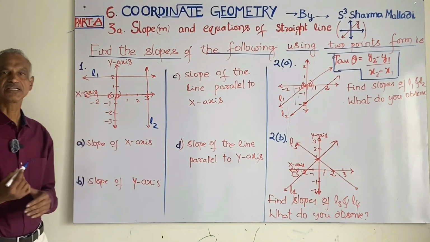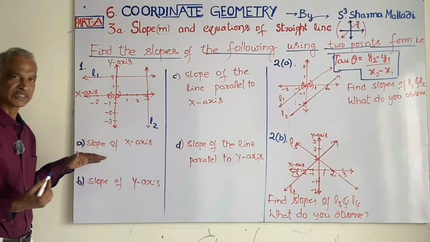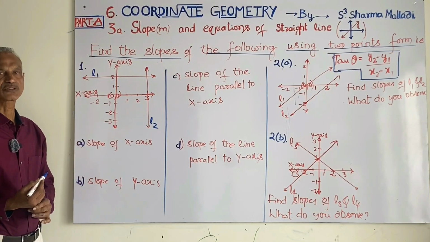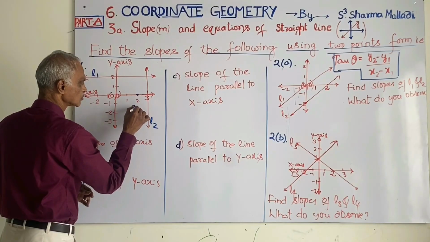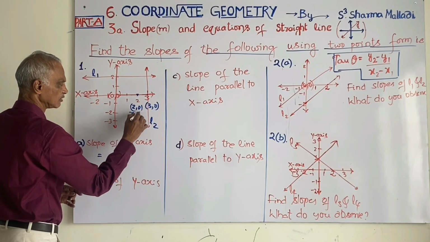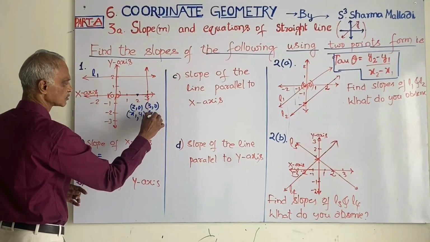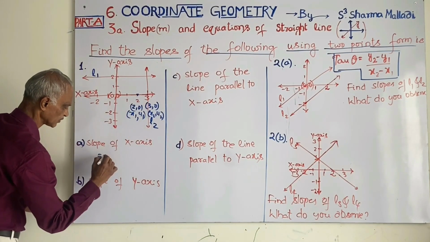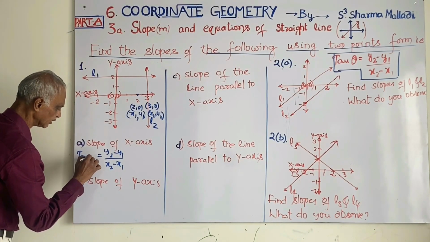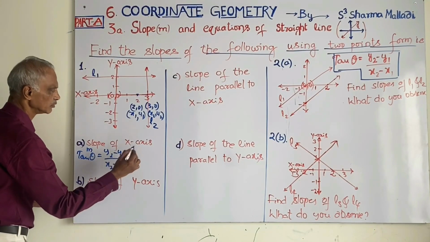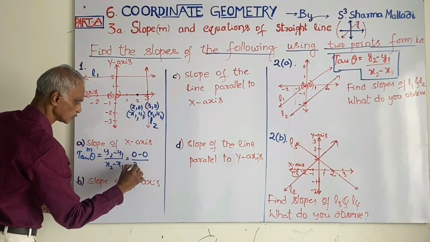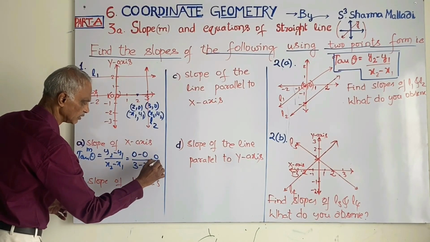Here the angle is 0, that's why the opposite side is 0. Therefore, the slope of x-axis is 0. But we have to find the slope using y2 minus y1 by x2 minus x1. Take these two points: this is (2, 0) and this is (3, 0). This is x1, y1 and this is x2, y2. Slope m is equal to y2 minus y1, that is 0 minus 0, by x2 minus x1, that is 3 minus 2. 0 by 1 you will get 0.